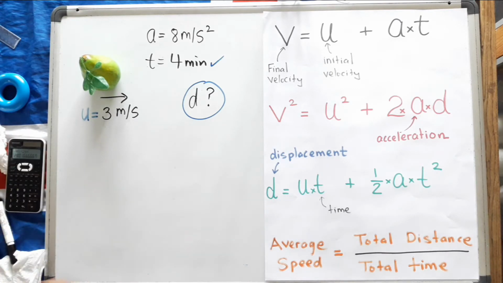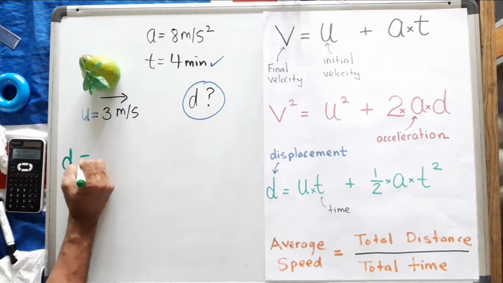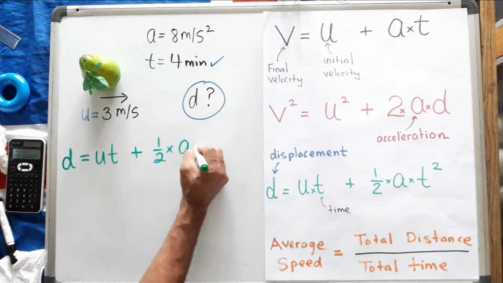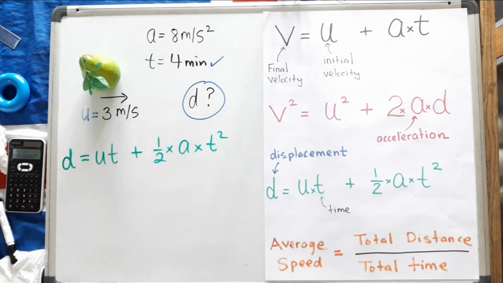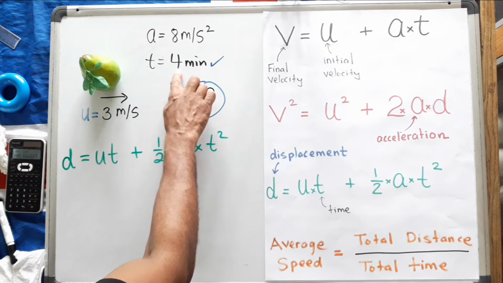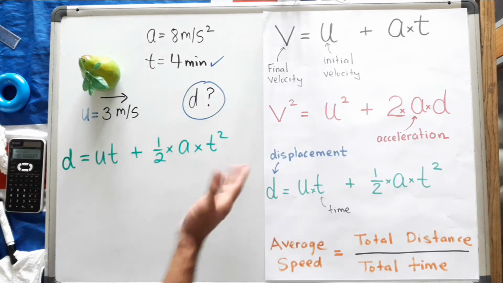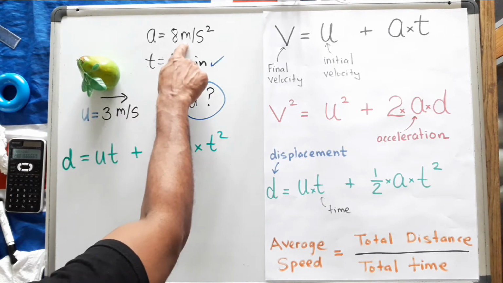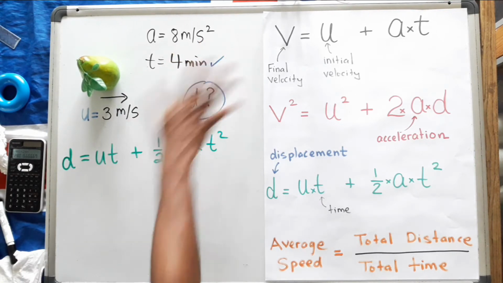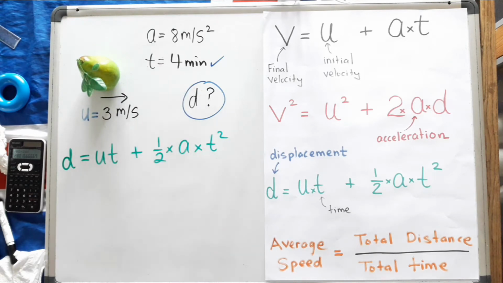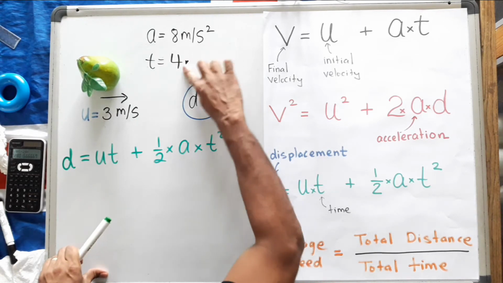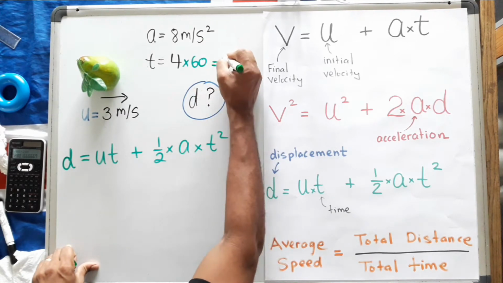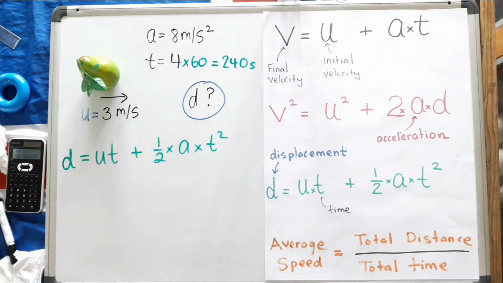There's a slight trick in this question. I'm going to write the green formula: D is equal to UT plus a half multiplied by A multiplied by T squared. Great. You notice they gave you the time in minutes, but the speed is in meters per second and the acceleration is in meters per second squared. For this formula to work, the time needs to be in seconds. So we need to take the 4 and multiply it by 60, because there are 60 seconds in each minute. That will give us 240 seconds.